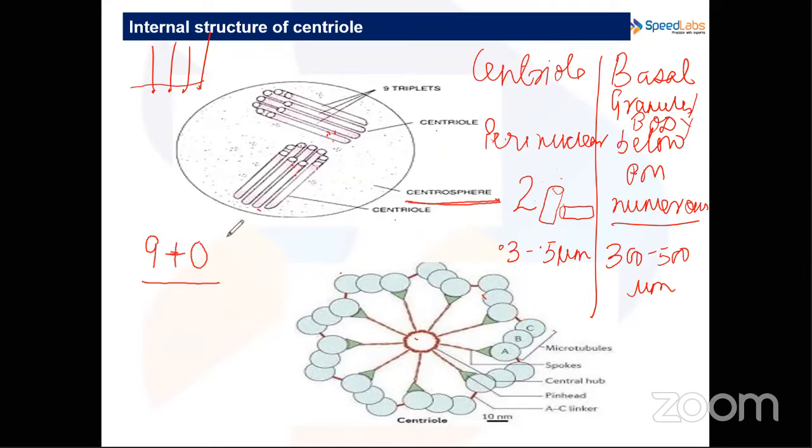So there is 9+0 because they do not show movement. All right. So what is the use of that central wheel kind of a thing? They just support the cilia and flagella, and centrioles, they split before cell division, and during cell division at the time of prophase they split and they give rise to the spindle fibers. So 9+0 arrangement means there are these 9 peripheral microtubules, no central microtubules.